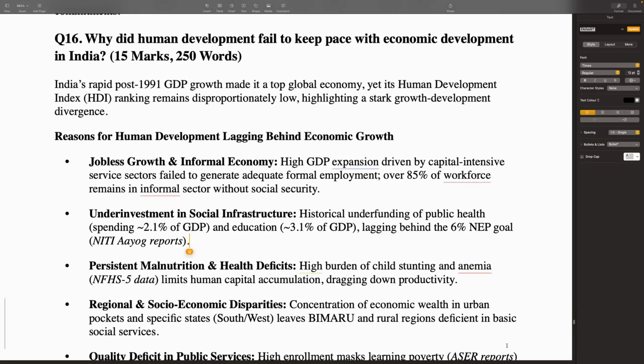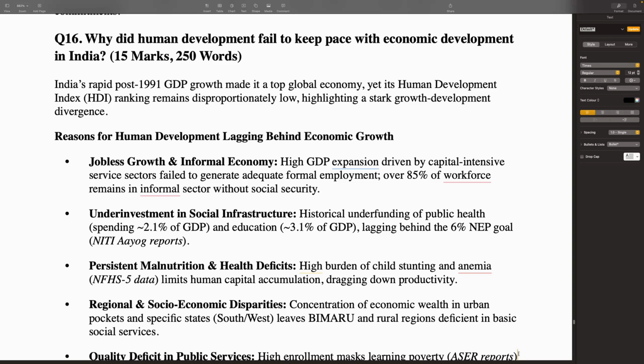Why did human development fail to keep pace with economic development in India? India's rapid post-1991 GDP growth made it a top global economy, yet its Human Development Index ranking remains disproportionately low, highlighting a stark growth-development divergence. Reasons for human development lagging behind economic growth.